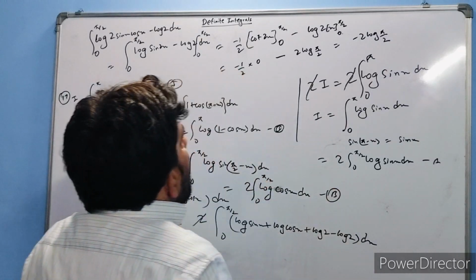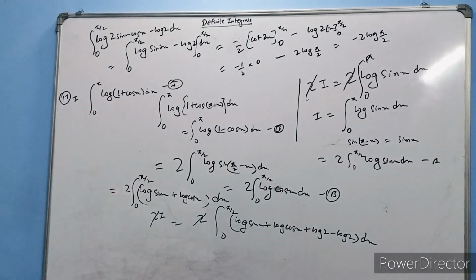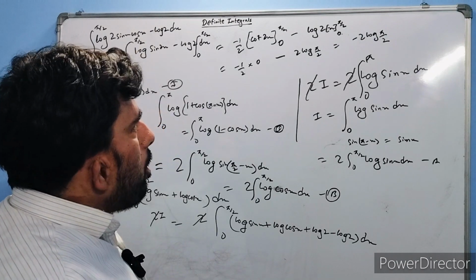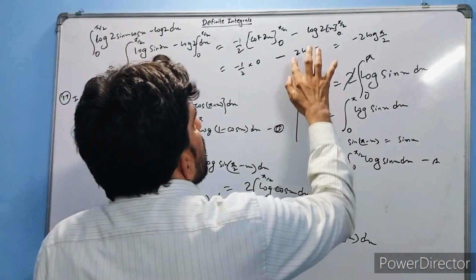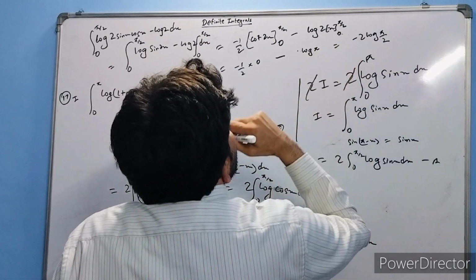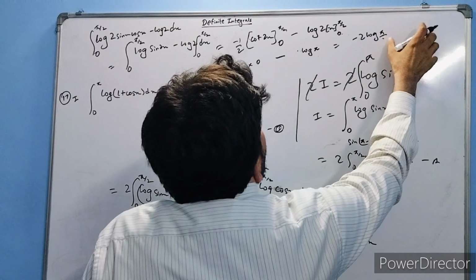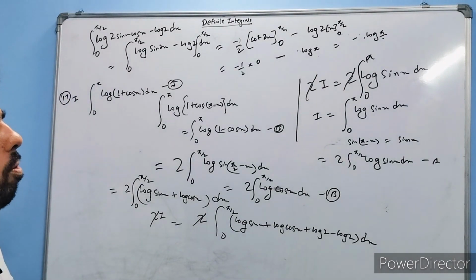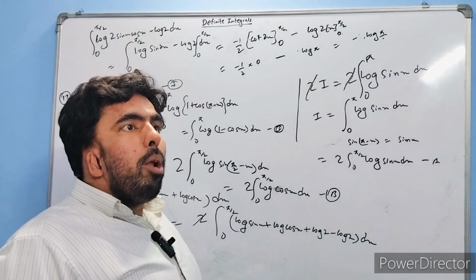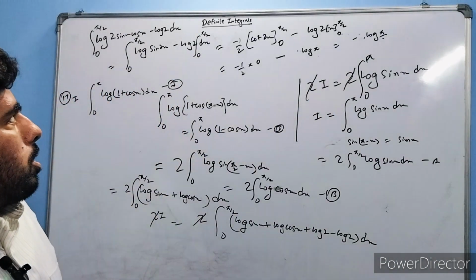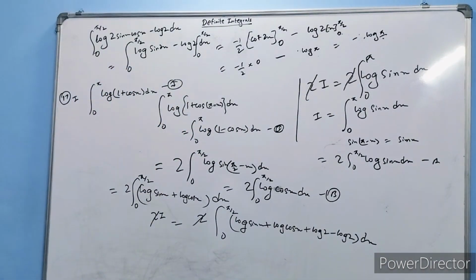So that is how you can easily evaluate that value. The 2 will be inside, so we have 2 pi by 2 log pi, so I have pi left minus log pi. Okay, so that is how we are able to evaluate definite integrals using different kinds of properties.